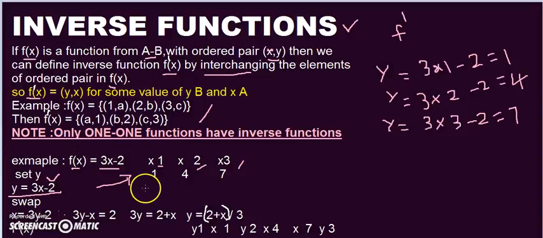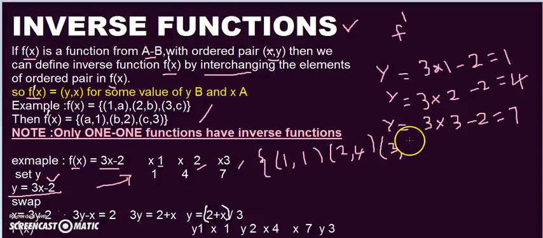Okay, now this is a function of my f of x. What is my function f of x? If I have x value 1, I am getting 1 as a y value. For 2, 4. For 3, 7. So if you write the ordered pairs, you will get it like this. For 1, it is 1. And for 2, the y value is 4. And for 3, it is 7. Right? Now this is my function f of x.